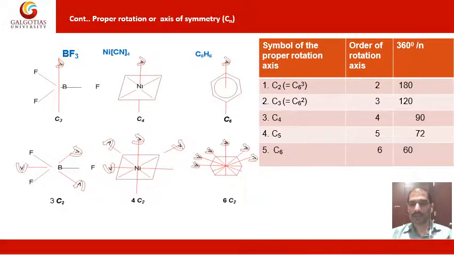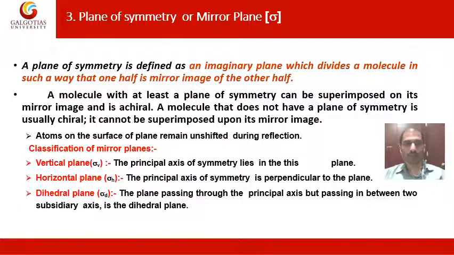Now coming to another symmetry operation, which is the plane of symmetry or mirror plane. A plane of symmetry is defined as an imaginary plane which divides a molecule in such a way that one half is the mirror image of the other half. A molecule with at least a plane of symmetry can be superimposed on its mirror image and is achiral. So this is very important. A molecule that does not have a plane of symmetry is usually chiral. Here now we have to see how many mirror planes there are.